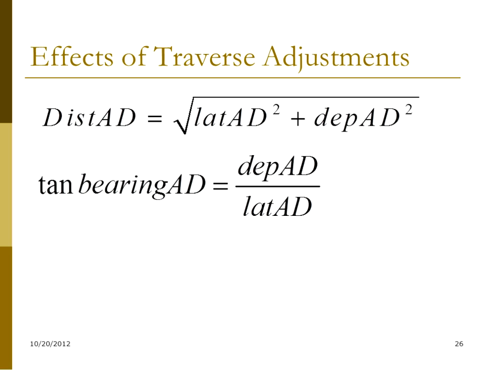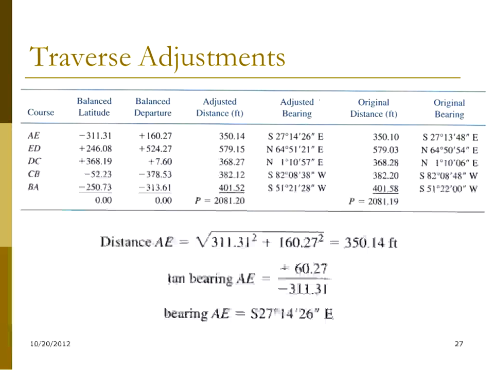What this slide is telling you is that all of your trigonometric relationships apply between any 2 points of your traverse. So if you know the latitude and departure of a segment, you can calculate the distance of that segment. If you know the latitude and departure of a segment, you can also calculate the bearing or azimuth of that segment.